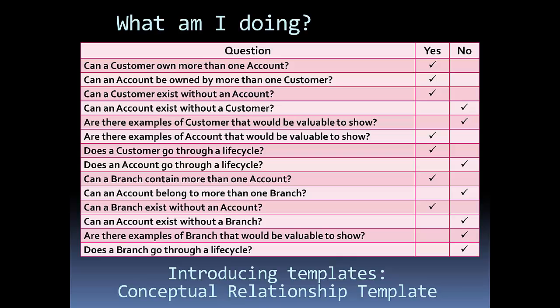Also, the next two questions: does a customer go through a life cycle? Does an account go through a life cycle? This too helps us understand if we should add subtypes. If a customer can go through a life cycle, maybe a customer starts as a prospect and then becomes a customer, those might become separate subtypes. So by asking questions like this, and by having someone just check off yes or no for the answers, we could translate it directly into the data model.